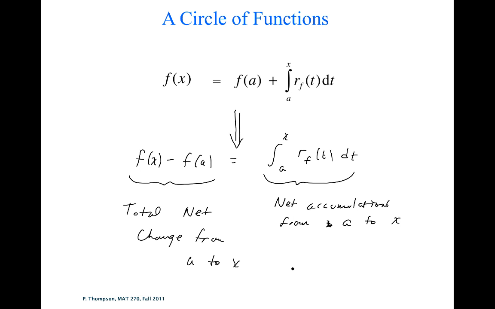And so this is also the key to writing closed form, right? If we had a closed form representation of F, then we'd have a closed form representation of that net accumulation function. If we know what the function F is, then we can write the net accumulation function in closed form as f of x minus f of a.